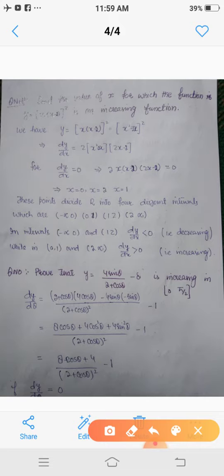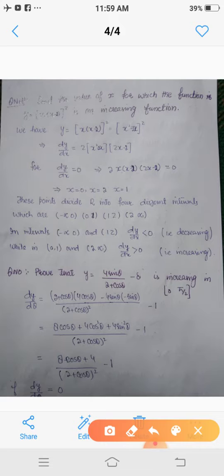Examples of questions in exercise 2 of this unit. Now here the question is: find the value of x for which the function y equals x into (x minus 2) whole square is an increasing function. This means that we have to find the value of x such that this function is increasing.